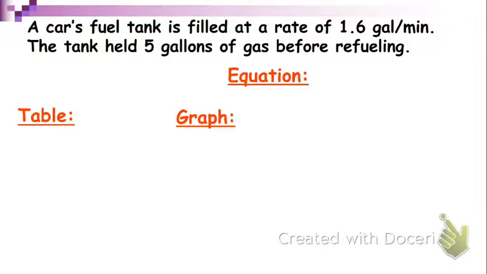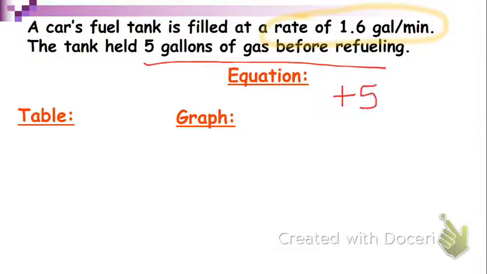Alright, another one. Man, these notes are getting long. So we've got a car's fuel tank is filled at a rate of 1.6 gallons per minute. So rate, we know that's going to have something to do with the variable. And the tank held 5 gallons of gas before refueling. So before you're refueling, you already have 5 in there. So think of it as time is 0, you have to have 5 in there.